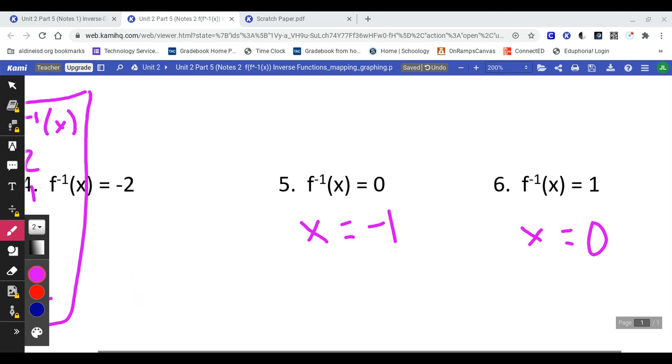So that's how we use inverses with graphs and tables. In the next video, I'm going to show you how to use an inverse with an equation.